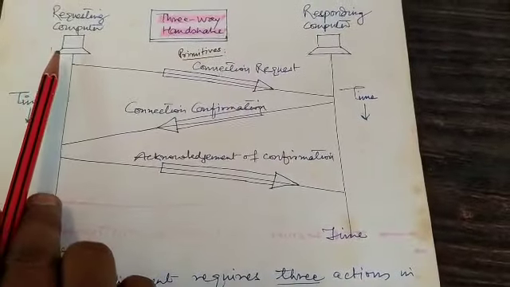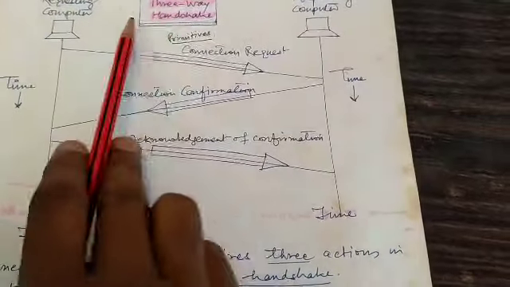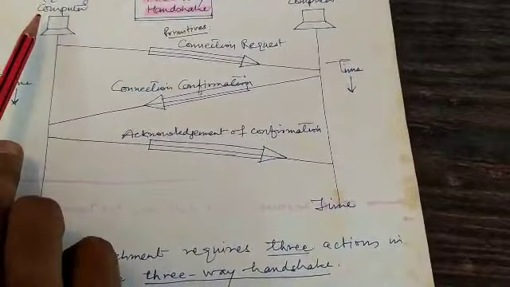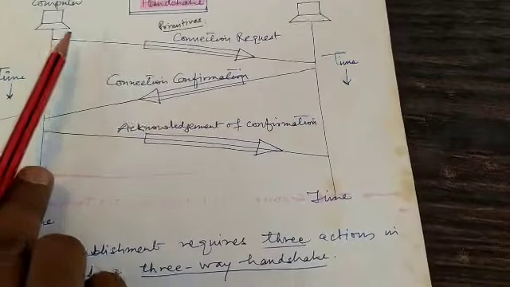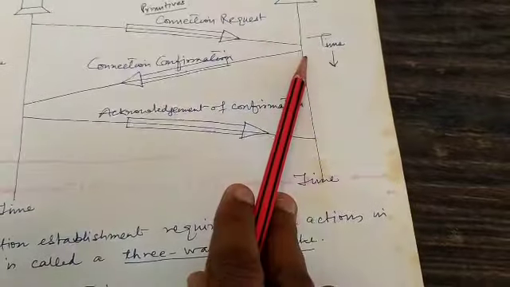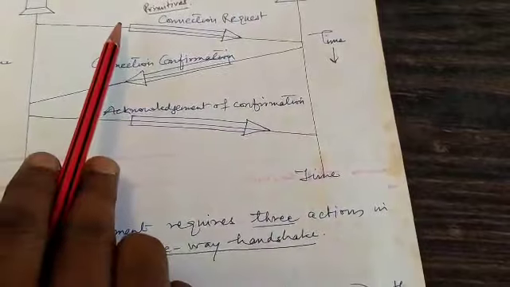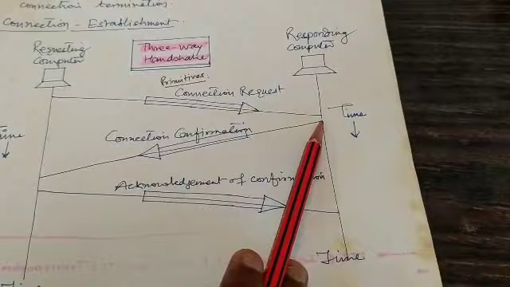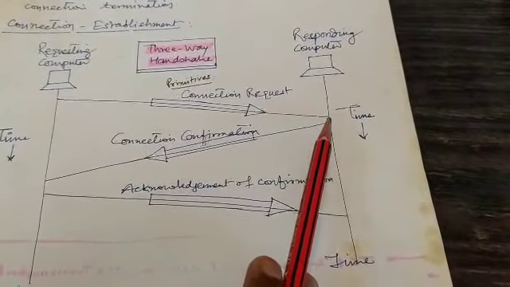In this process of three-way handshake there are basically three primitives which are used. The requesting computer sends this command or primitive called connection request to the responding computer. This connection request primitive is sent by the requesting computer to the responding computer.